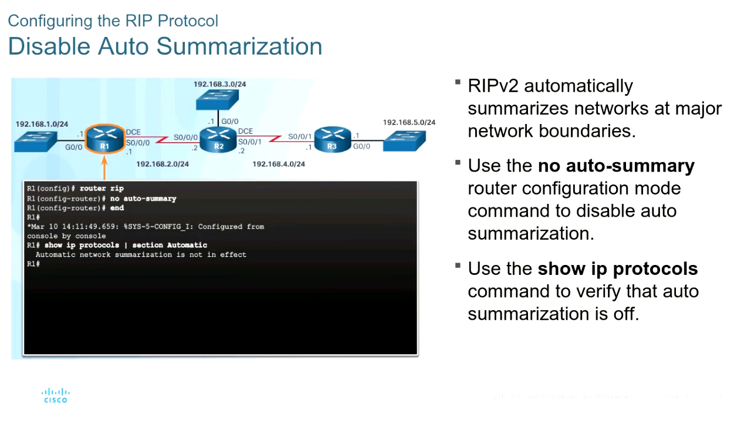So when I do show ip protocols, it tells me that automatic summarization is not in effect. Someone typed no auto-summary. Otherwise, it would say by default, automatic network summarization is in effect.